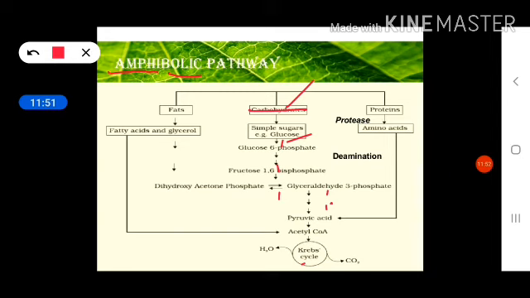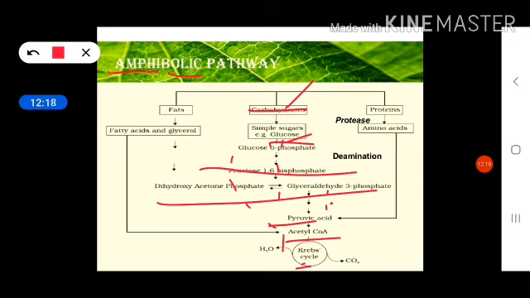Now, the last topic of this chapter is respiratory quotient. What does this mean? Respiratory quotient is the ratio of the volume of CO2 evolved to the volume of oxygen consumed in respiration, and it is called respiratory quotient or respiratory ratio. So it is a very simple topic.